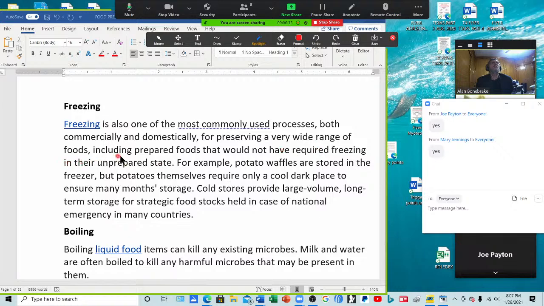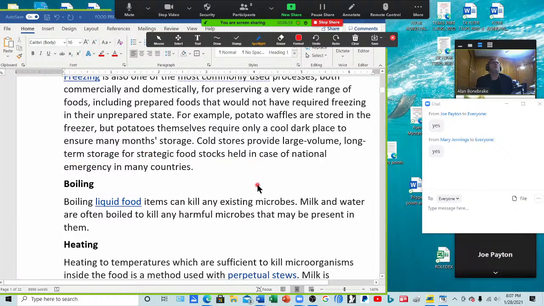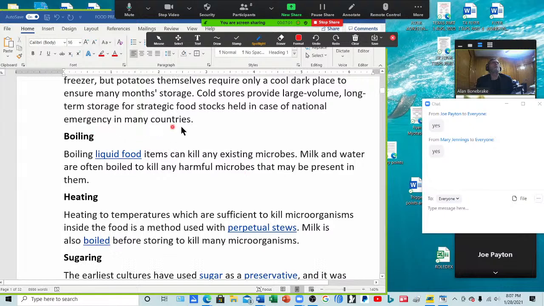including prepared foods that would not have required freezing in their unprepared state. For example, potato waffles are stored in the freezer, but potatoes themselves require only a cool, dark place to ensure many months of storage. Cold stores provide large volume, long-term storage for strategic food stocks held in case of national emergency in many countries. Boiling liquid food items can kill any existing microbes.